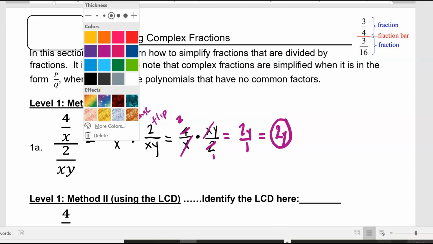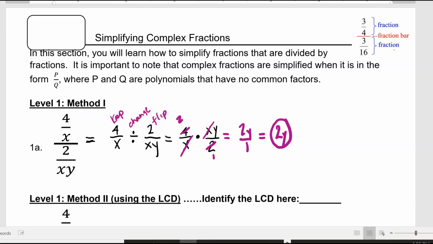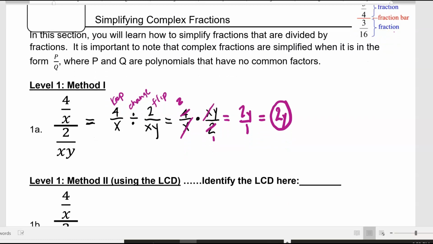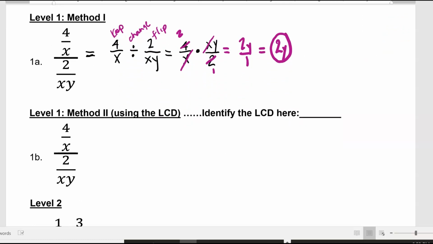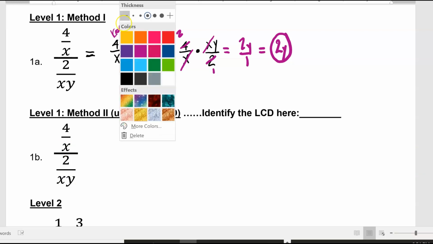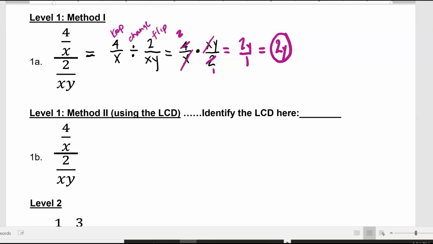All right, let's go on to the second method, which is using the LCD. So we're going to work on the same problem, but we're going to use the LCD instead. So we need to look at our denominators here. We have an x and an xy, and determine what is the LCD first. So if we wanted both denominators to be the same, what would be in both denominators? So if you said xy, then you are correct.